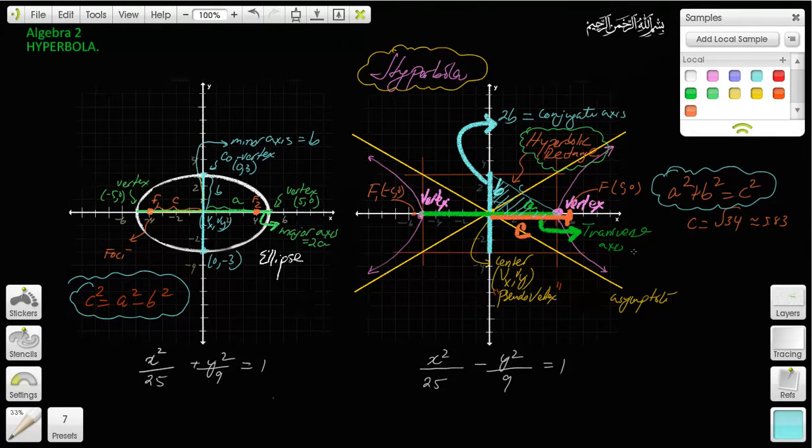So that is the terminology associated with the hyperbola, and inshallah we shall elaborate on this in the future and learn more about it.